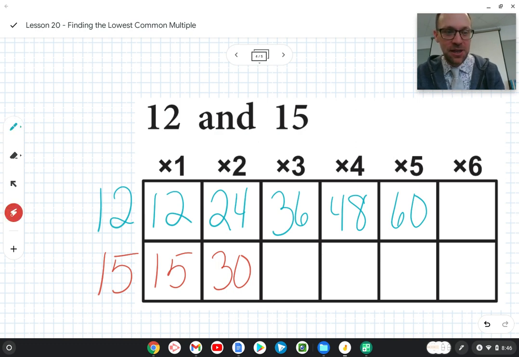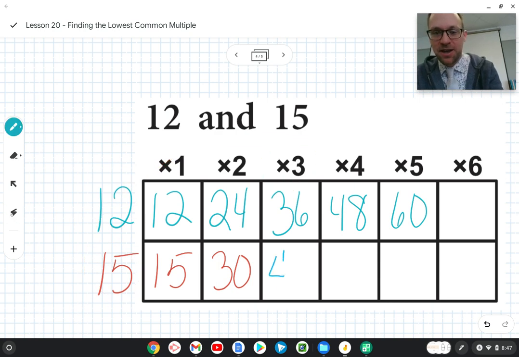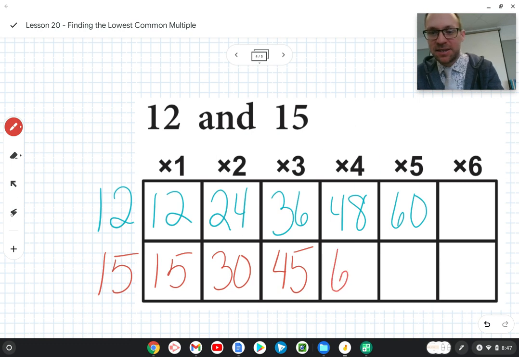All right, so 15 times 3, that's 45. Oop, wrong color ink. 45. And 15 times 4 is 60. And there you have it. 60 is the first multiple that 12 and 15 have in common. And therefore, it's our lowest, smallest common multiple, 60.